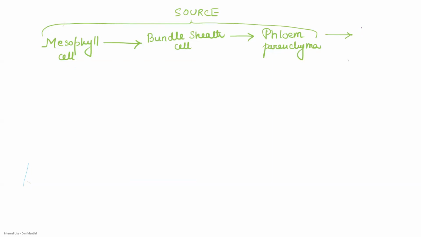Next, it is coming to, I'll change the color, it is coming to companion cells. Here, what is happening? Active transport. Active transport happens here. Fine. Now, from companion cells, where will it go? It will go to the sieve tube members.